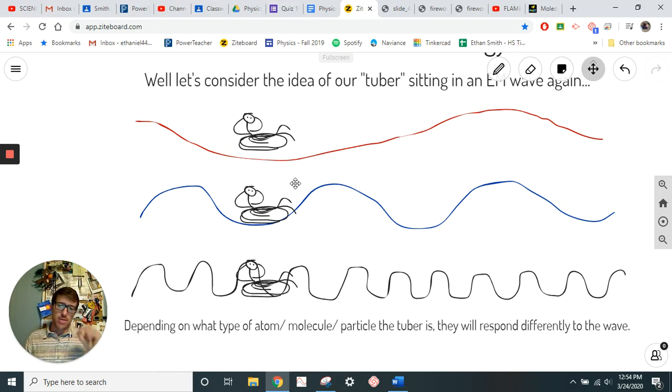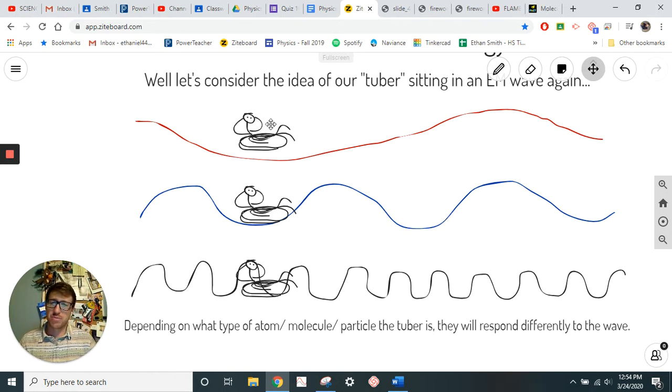So thinking about that, if I had a different tuber, let's say a really, really big tuber, what's going to happen with that? What are these kinds of things going to do to my tuber? What if I had a really, really small tuber? How is that going to affect things? So that's the idea here.